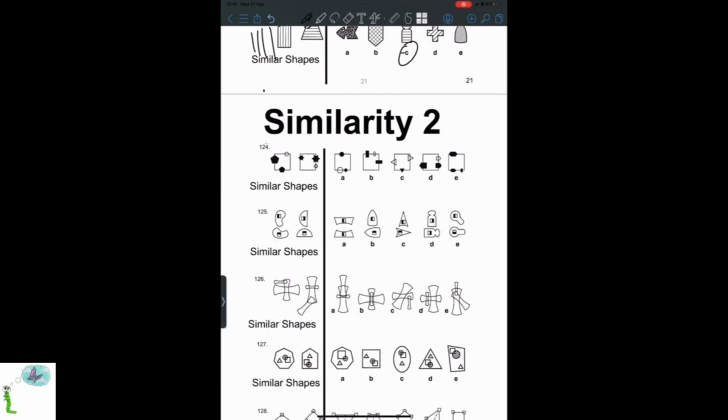What's similar between these 2? They both have 3 shapes on the outside. 2 black, 1 white. I'm just going to look for something that has 2 black, 1 white. So it could either be B or A or D. All of these have 2 black and 1 white. Now we have to figure out something different that will narrow it down even further.